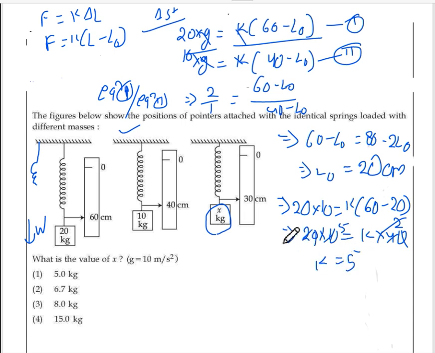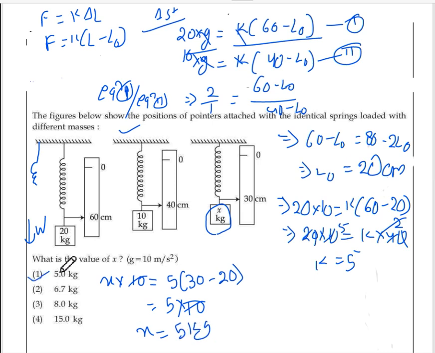Now for this one we'll solve it like this: because the mass is x kg, x into g, which is 10, equals k, whose value I have already found, k into L minus L naught. L is given as 30 centimeter, and L is the same for all because it is an identical spring. So L naught will become 20. Now we just calculate, it will be 5 into 10. So 10 on both sides gets cancelled out. So x will become 5 kg, which is option 1.